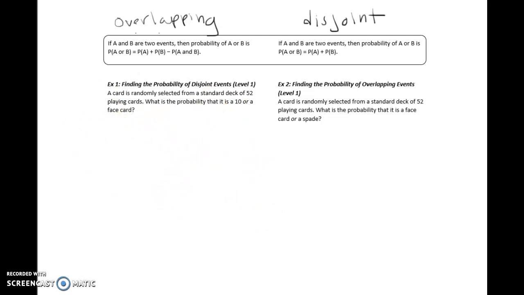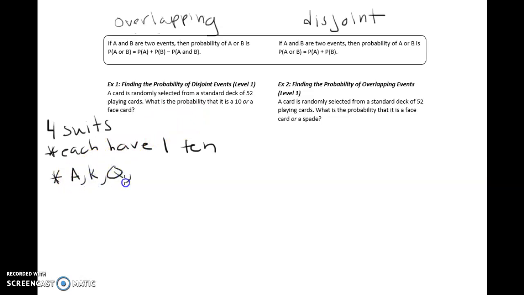So when we have a deck of cards, we have 4 suits, and each suit is going to have one 10. So those each have one 10. And then for face cards, we could have an ace, a king, a queen, or a jack. So that means that each suit is going to have 4 each. So those are kind of the important things that we need to know.